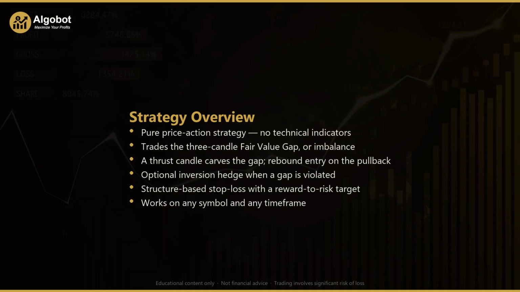There are two ideas working together here. The first is continuation. When a fresh imbalance forms, the strategy waits patiently for price to dip back into that gap and then close in the original direction, treating the pullback as a rebound rather than a reversal. The second idea is inversion hedging. If price instead closes completely through the gap, the strategy treats that level as flipped, and an optional, separately tagged hedge position is opened in the new direction.